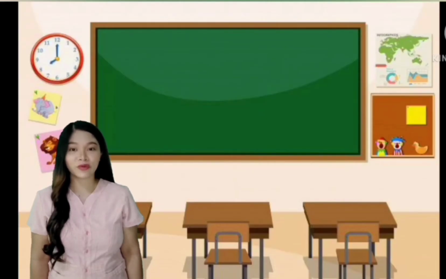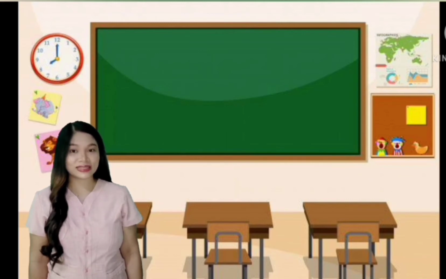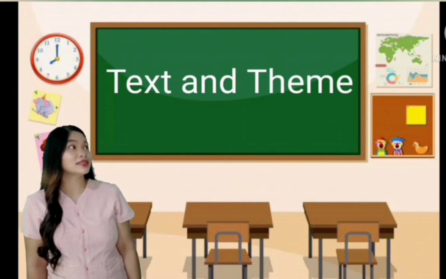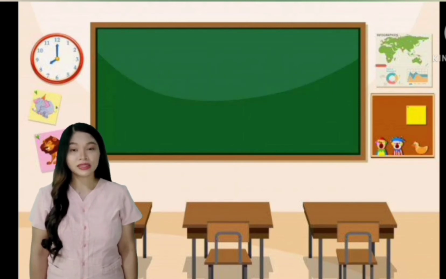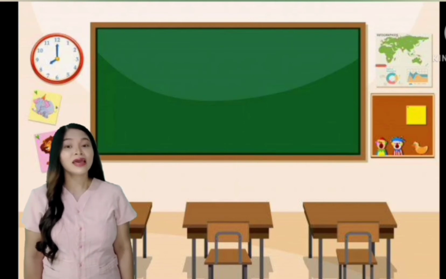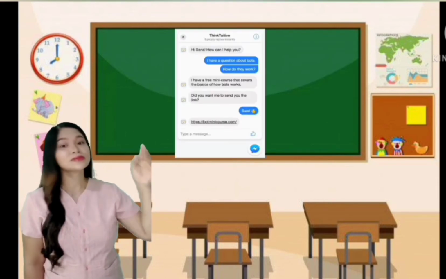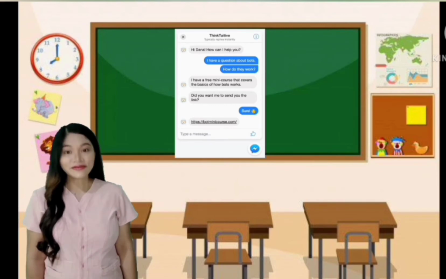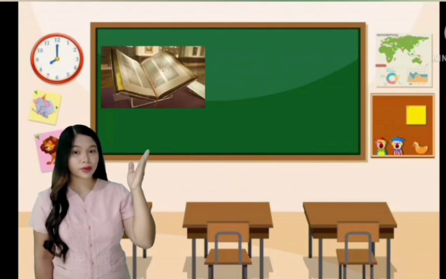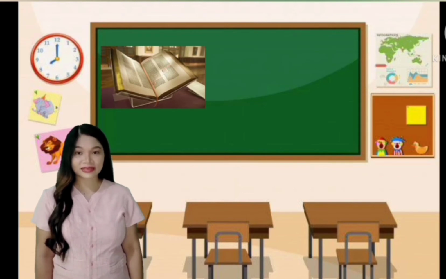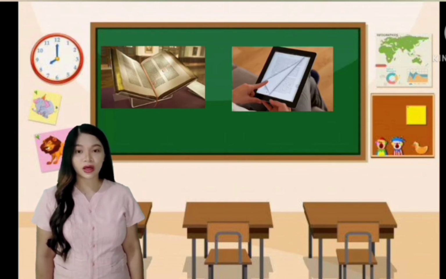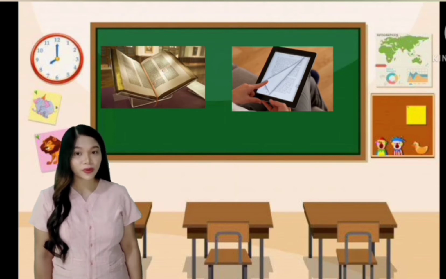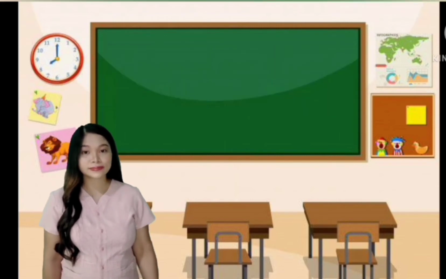Now, to better understand our lesson for today, let us differentiate these two terms, text and theme. What is a text? Well, the first thing that might come into your mind is something like this. Is this a text? Yes, it is a text. Definitely a text. Here's something else, a traditional book. Another example of a text is an e-book, something that you read on your laptop or on your phone. It is like a book, but it is in a digital form.